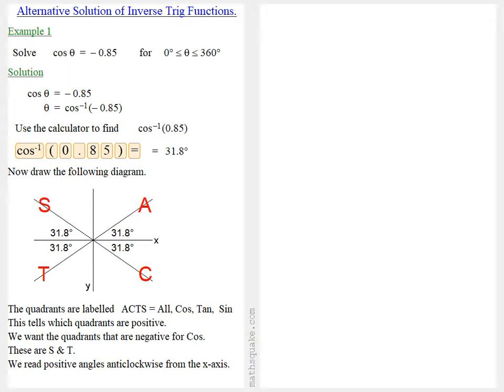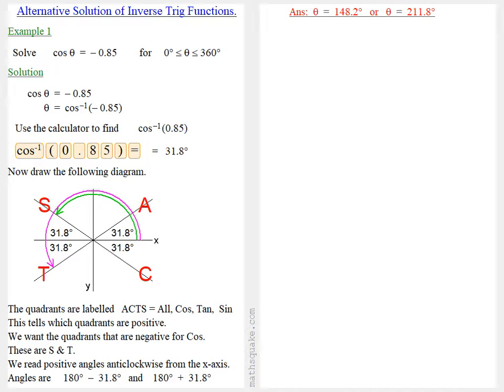Now, anticlockwise is the positive direction. And so going anticlockwise up to the line, that's 180 minus 31.8 degrees, or 148.2 degrees. And going round to the line in the T quadrant, that's 180 plus 31.8 degrees, or 211.8 degrees. And so we have theta is 148.2 degrees or theta is 211.8 degrees.